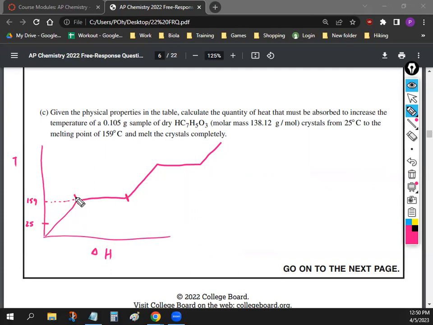So there's two calculations that you need to do. The first calculation is to heat up the salicylic acid to the melting point. The second calculation is how much energy it takes to actually melt the salicylic acid completely. Okay, so again, it's a two-part calculation. First is raising the temperature. The second is the melting.